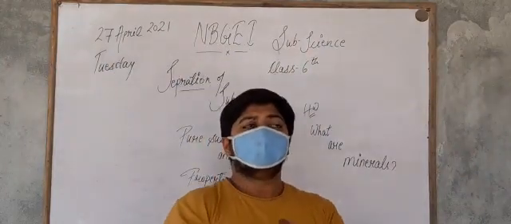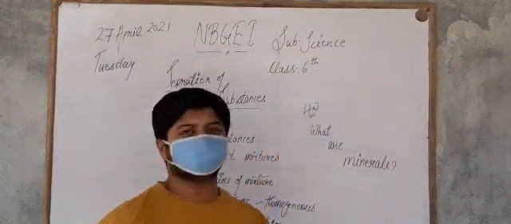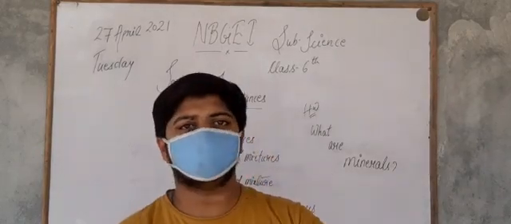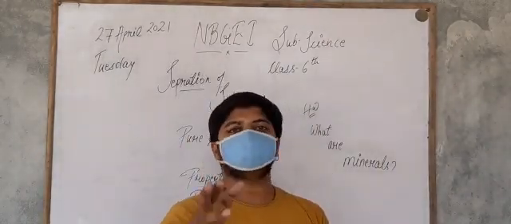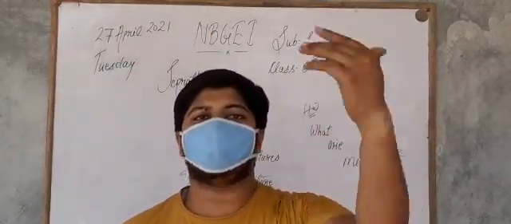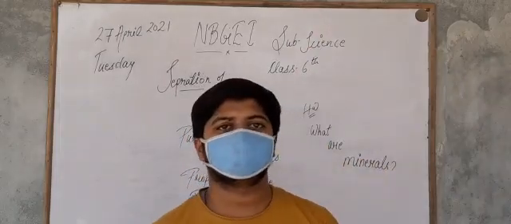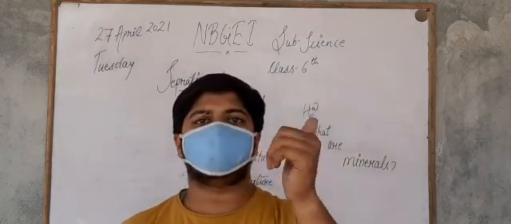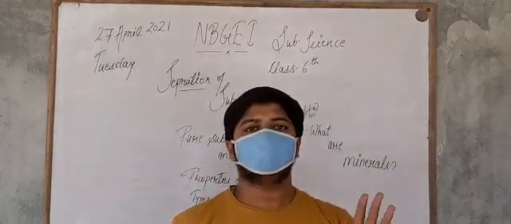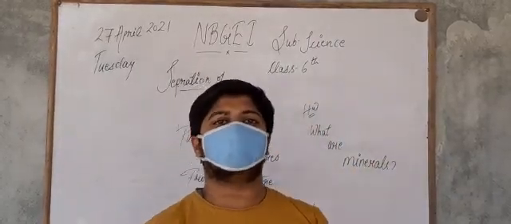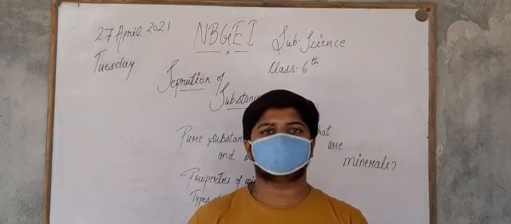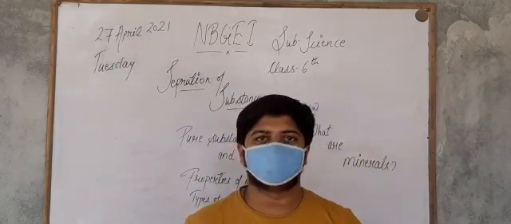Okay, class, let's talk about the second point, which is heterogeneous. What is a heterogeneous mixture? A mixture that does not have a uniform composition is the opposite of the homogeneous. So a mixture that does not have a uniform composition throughout is called a heterogeneous mixture. In a heterogeneous mixture, the components are not distributed evenly. Thus, each part of the mixture does not have the same properties.